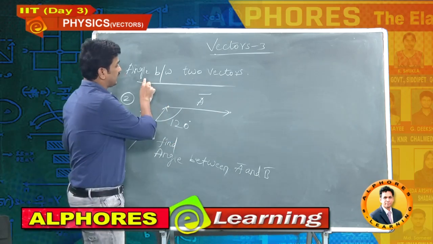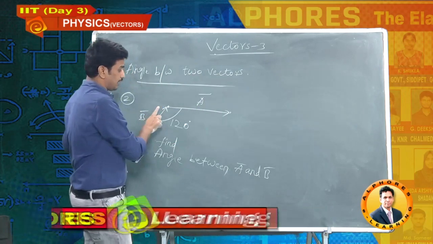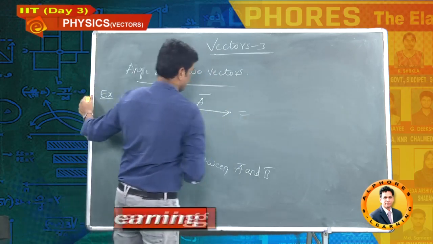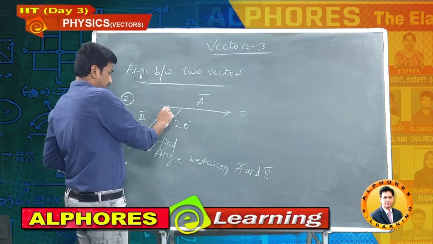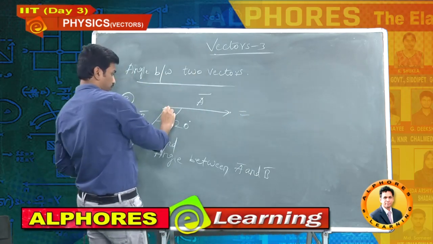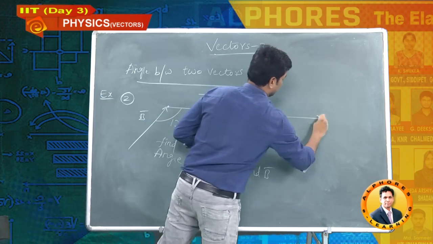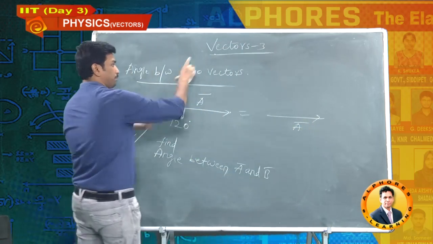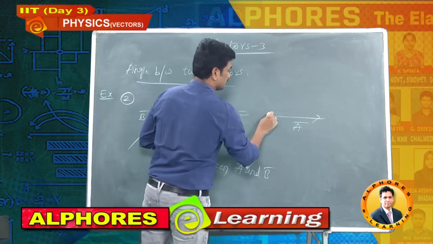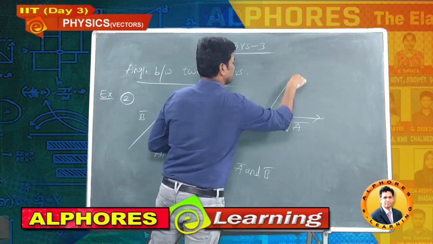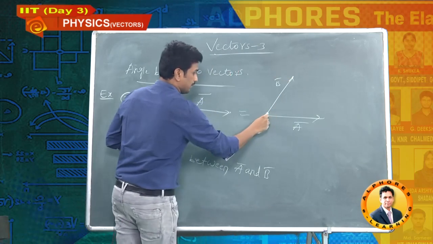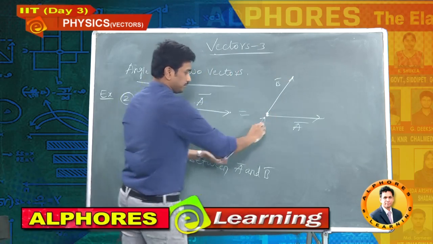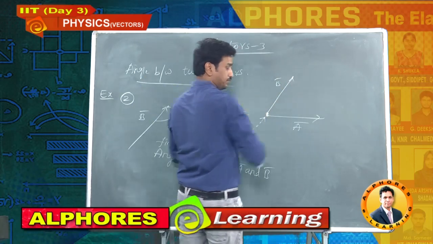When we are finding the angle between two vectors, we cannot join head and tail. We should join tail to tail. This B bar, replace it here. A bar as it is, B bar shifted up. Previously B bar is here. Previously this is the B bar. Now it is shifted to here.